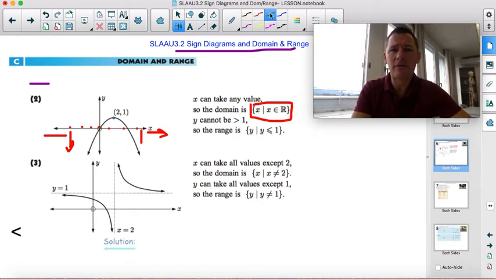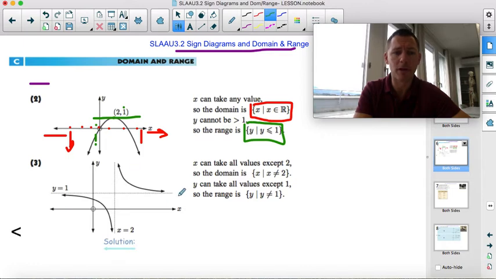But because of how quadratics work, they top off at a certain point and then fall down. So it looks like the maximum y value that I'll get is 1, and then everything's below there. So the range is y's such that y is less than or equal to 1. I'm just reading that off the graph.